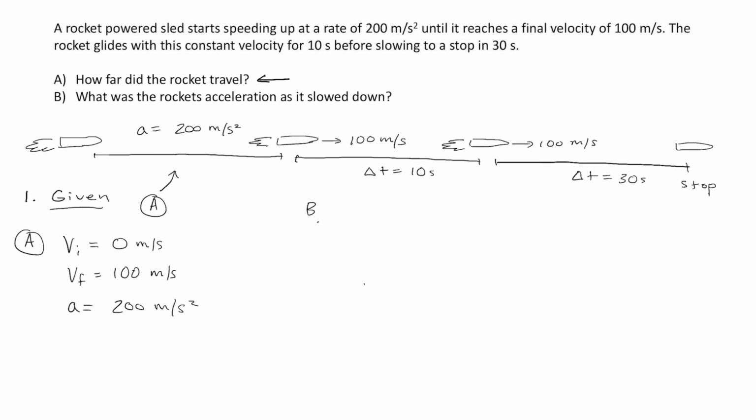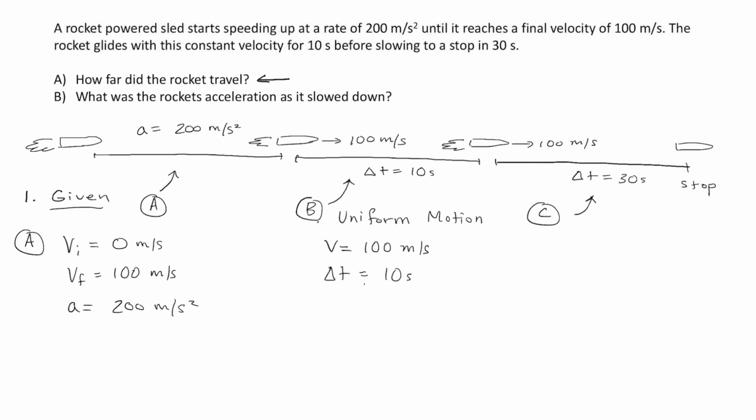We will call the next part of the motion B. This part of the motion differs from the other parts because the rocket is moving with uniform motion. This means it's moving with a constant velocity, so it's not speeding up or slowing down. The velocity V stays at 100 meters per second, and we were told that it moves with a constant velocity for 10 seconds.